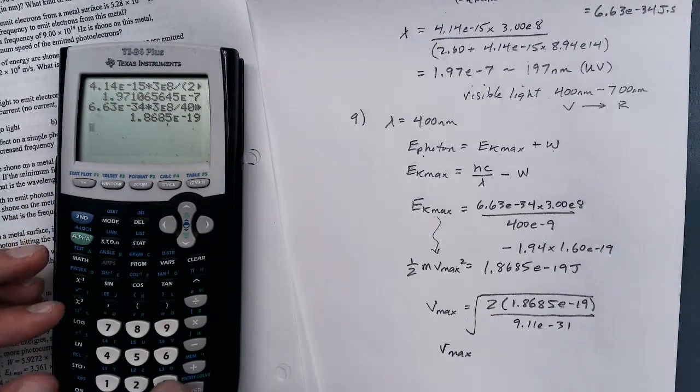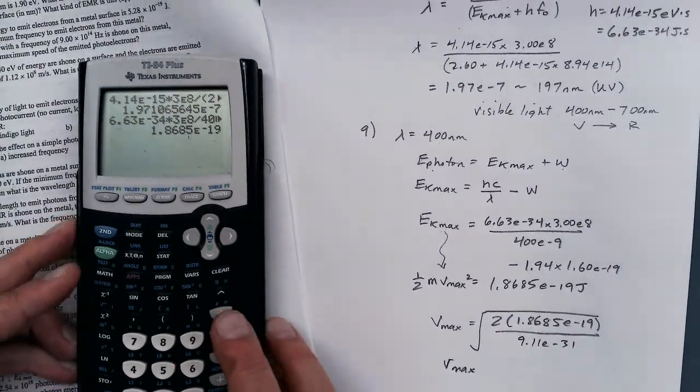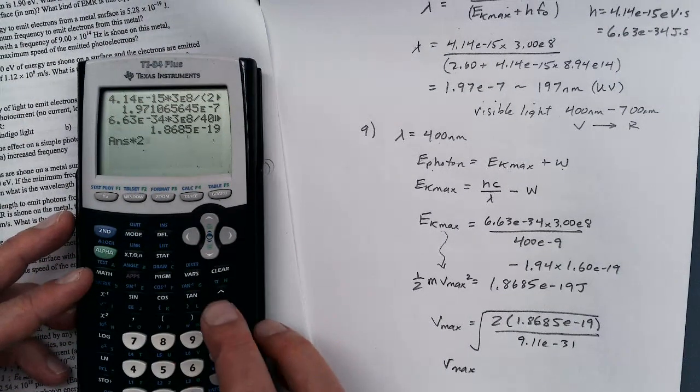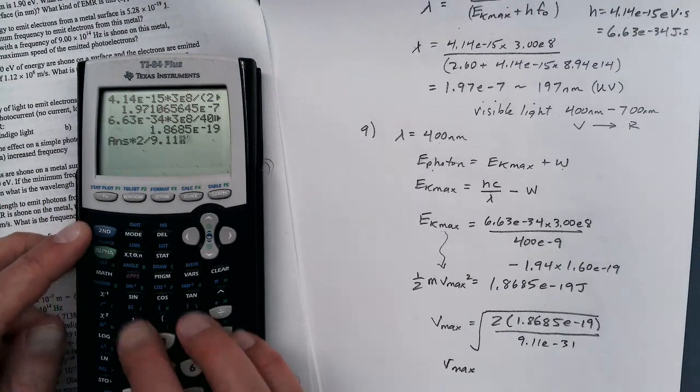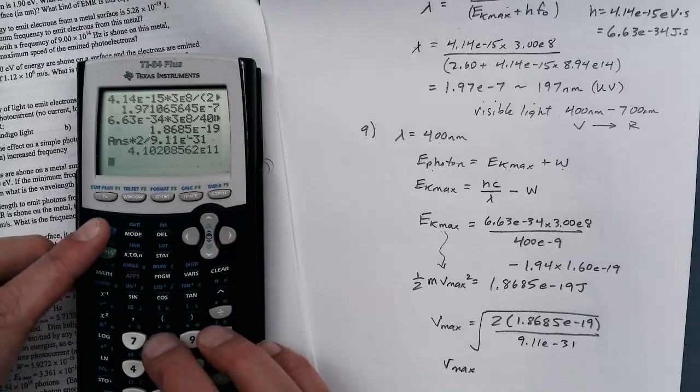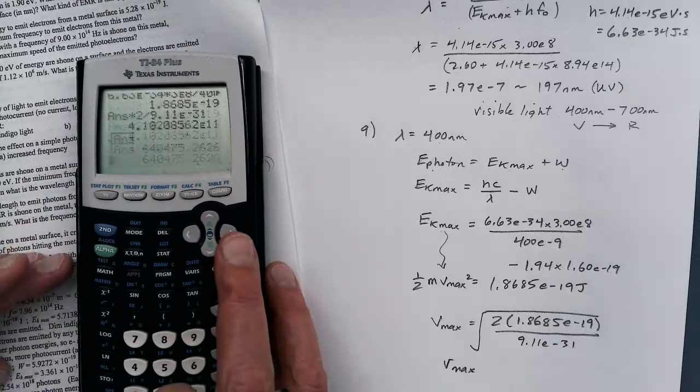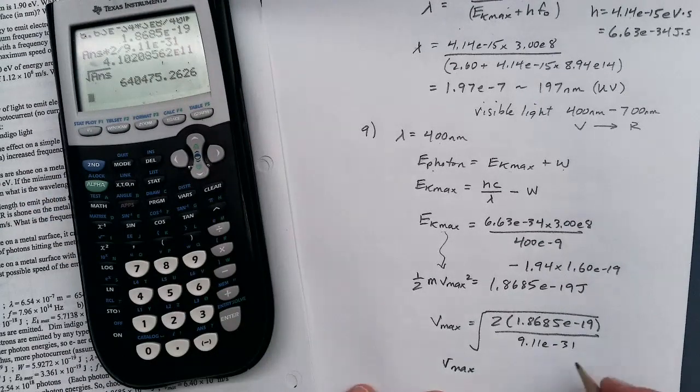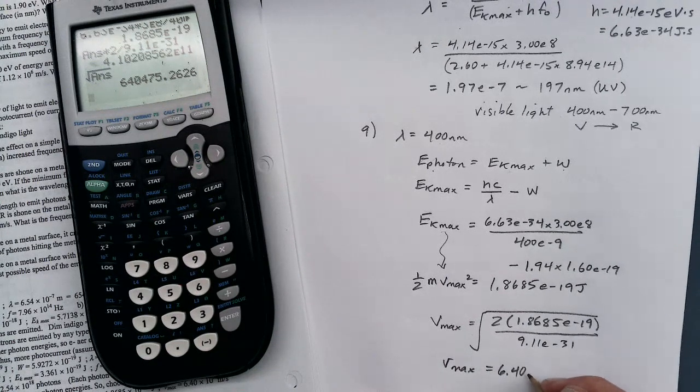All right, so we have the following. I'm going to take that number that I have in my calculator, multiply it by 2, divide it by 9.11 exponent negative 31, and then square root my answer. Okay, I get 6.40 e5 meters per second.